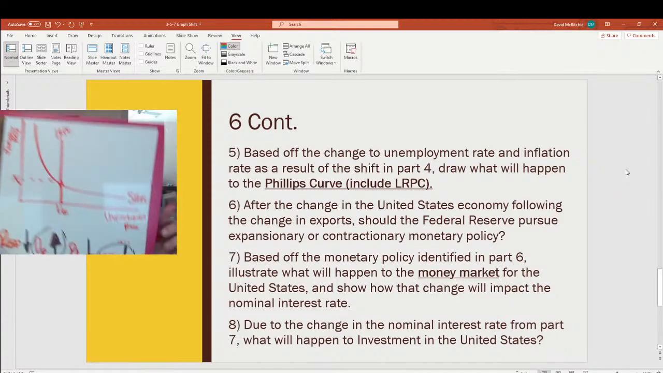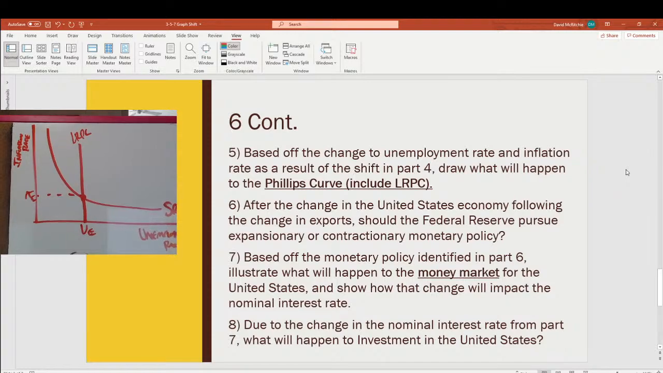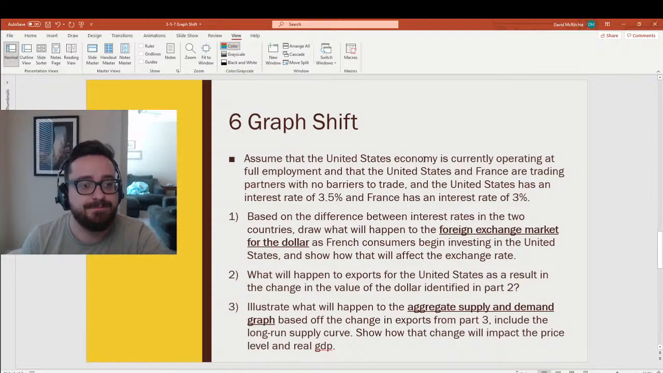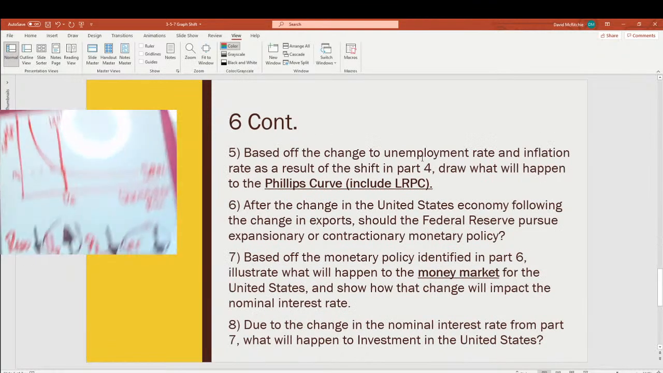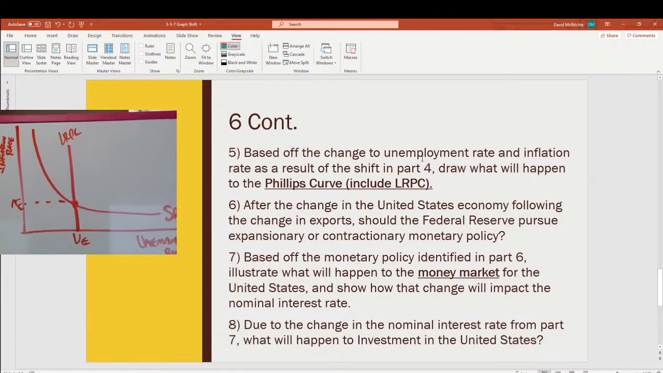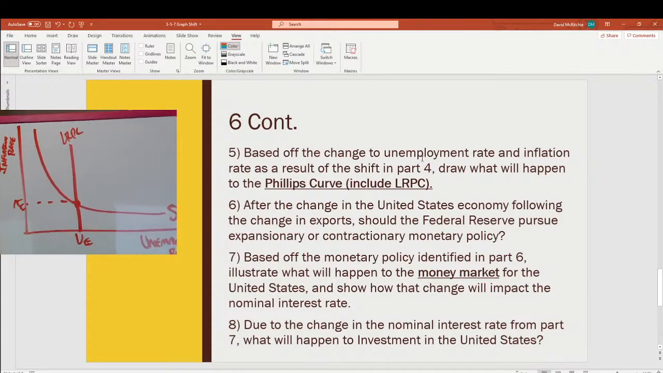So, I've got my Phillips curve. I've got a long run and a short run Phillips curve. Now that current equilibrium I am at is not where I'm at after the shift. It is where I started at in this problem. Like this question said, I started at full employment on my Phillips curve. This drawing right here is me starting at full employment. Me being right where LRPC and SRPC meet, that is full employment.